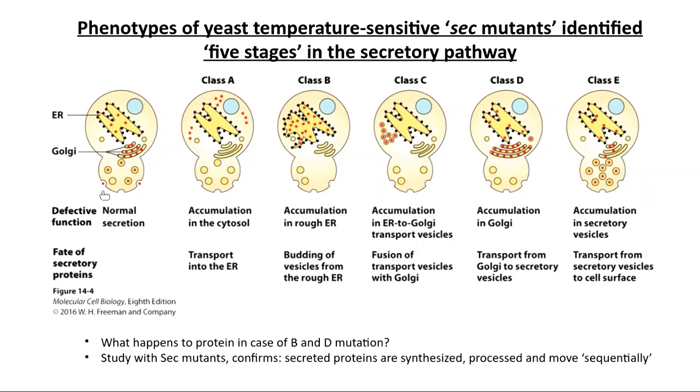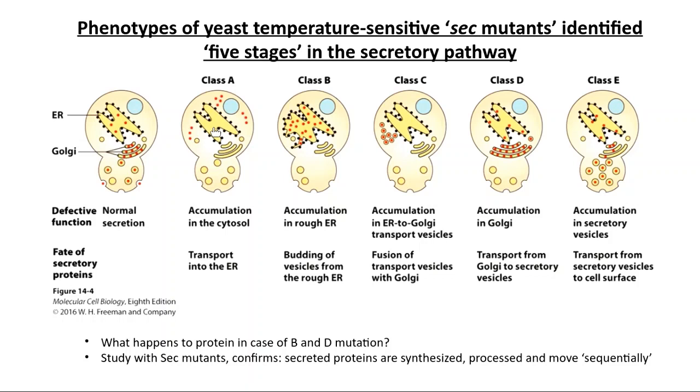If it is mutated, that is a class A mutant, the proteins are accumulated in the cytosol itself. Otherwise, in the normal scenario, they could have been transported into the ER, but if it is a sec A mutant and we increase the temperature to a restrictive temperature, that is why we use the term temperature sensitive, then the secretory proteins accumulate in the cytosol rather than going into the ER.